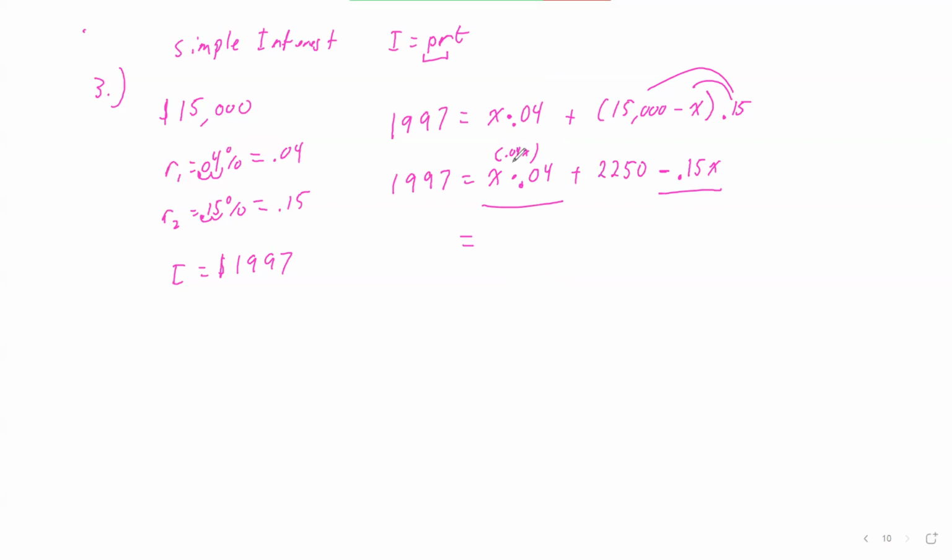That's okay. So I have it written as x times 0.04, but technically it's the same thing as 0.04x. So when I'm combining these like terms, I'm really doing 0.04 minus 0.15, whatever that might be. Very good. So negative 0.11x plus 2,250.